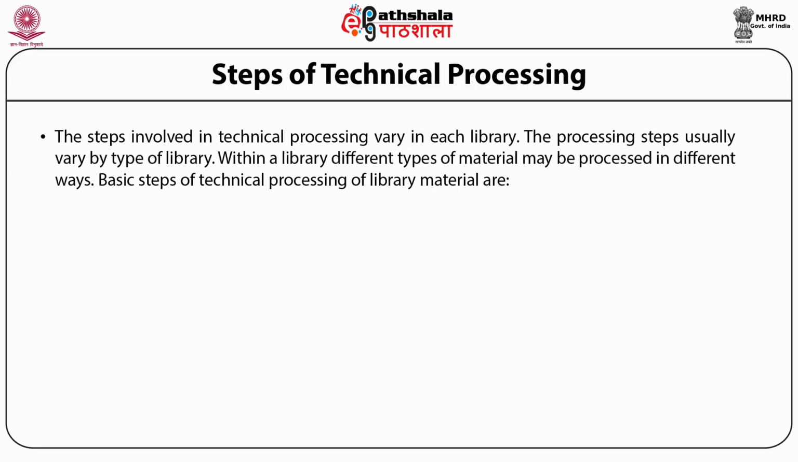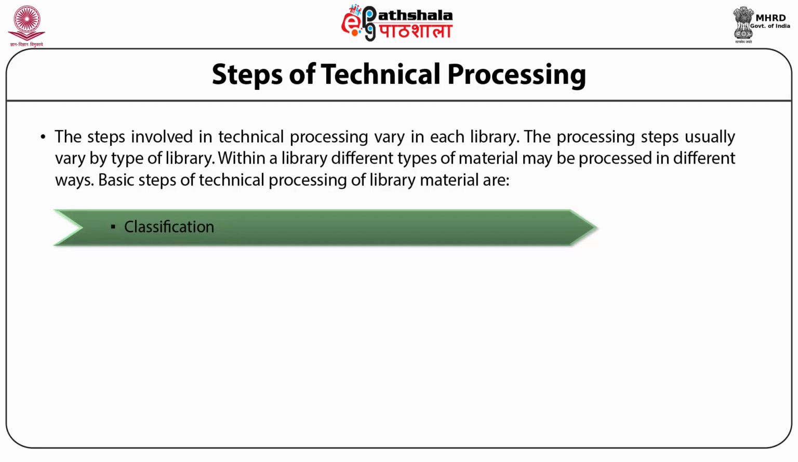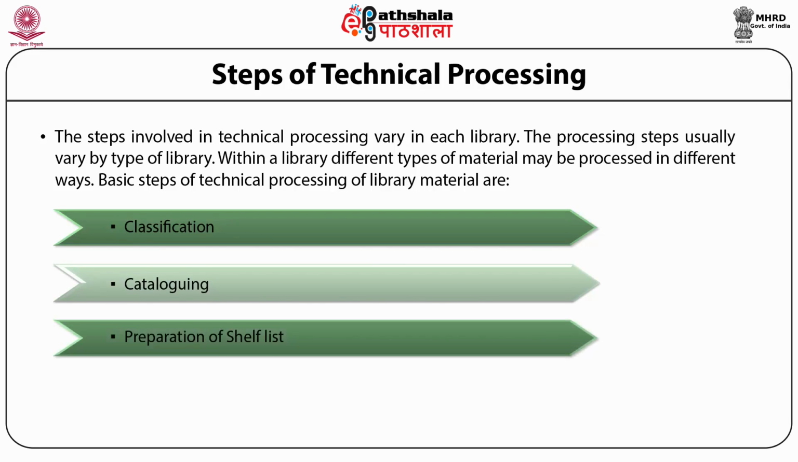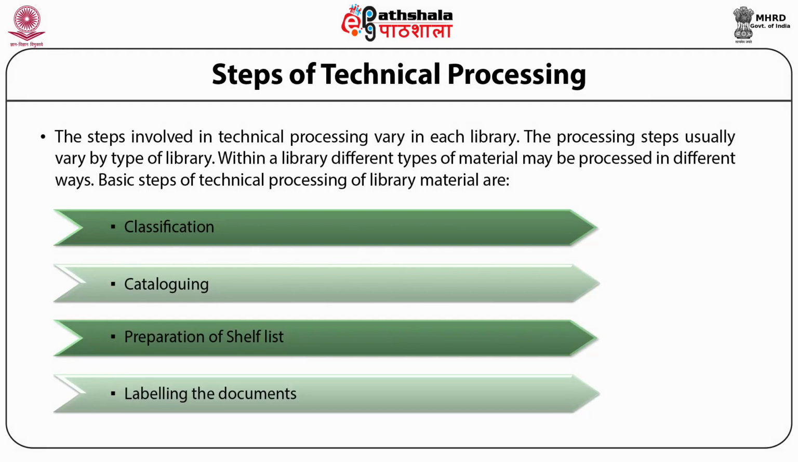The steps involved in technical processing vary in each library depending on the size and the kind of library. The processing steps usually vary by type of library. Within a library, different types of materials may be processed in different ways. Basic steps of technical processing of library materials are: firstly, classification of the documents; secondly, cataloging of documents; thirdly, preparation of shelf list; and lastly, labeling or physically processing the documents.